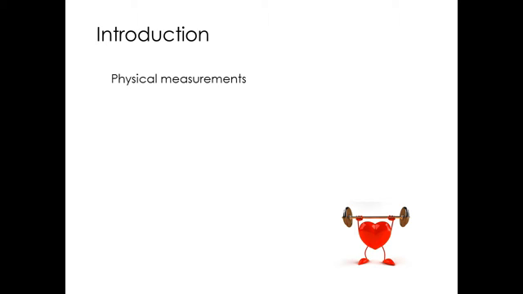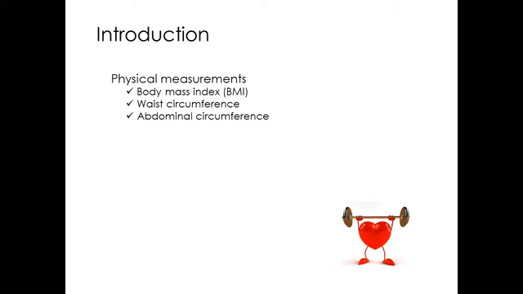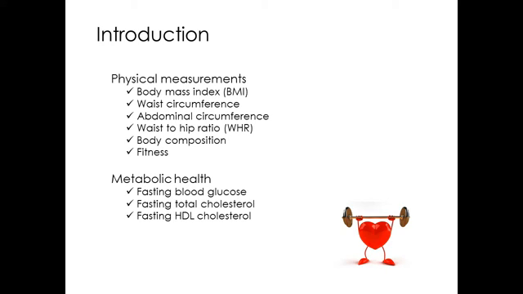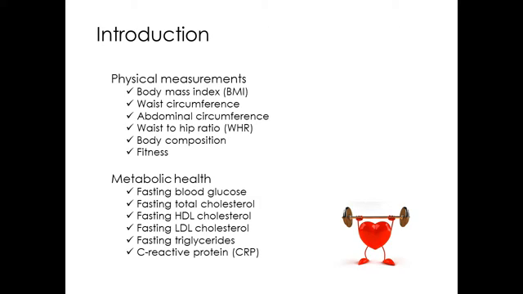So physical measurements refer to the body mass index or BMI, your waist circumference, abdominal circumference, waist to hip ratio, body composition and fitness level. So they're all regarded as physical measurements. Your metabolic measurements, which also relate to your metabolic health, include fasting blood glucose, fasting total cholesterol, fasting HDL or good cholesterol, fasting LDL or bad cholesterol, fasting triglycerides, and C-reactive protein. We will come on to discuss all of these in more detail in the coming slides and how they relate to your health.